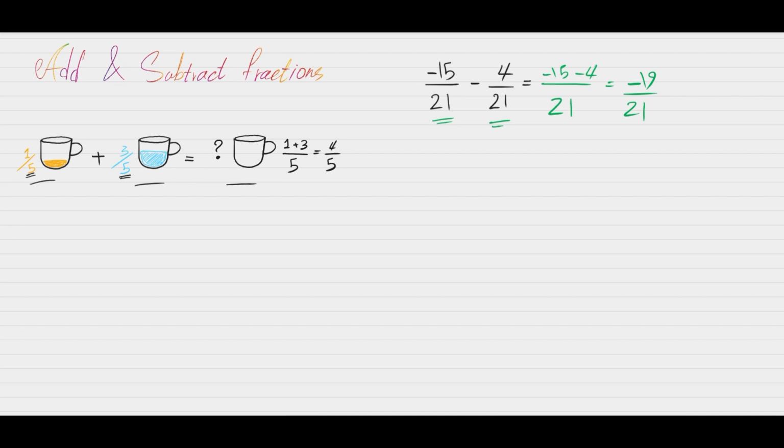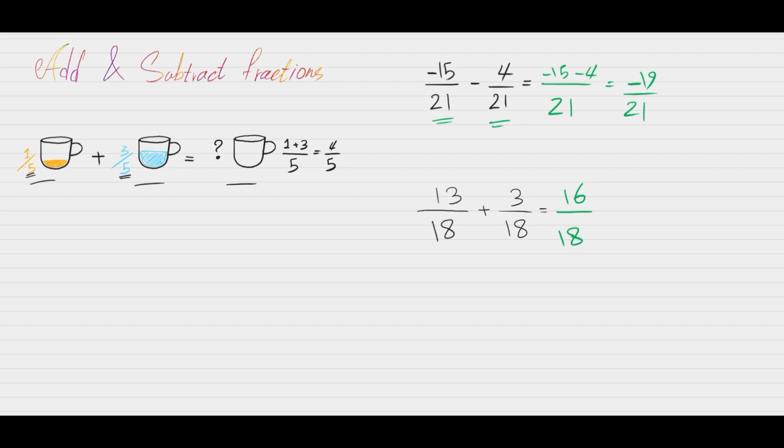Now, let's do one more that does involve some simplifying. So again, both of our denominators are 18, so that will be our answer's denominator as well. And to get the numerator, take the numerators in the problem and add them. So 13 plus 3 will be equal to 16. So that will give us an answer of 16 over 18.